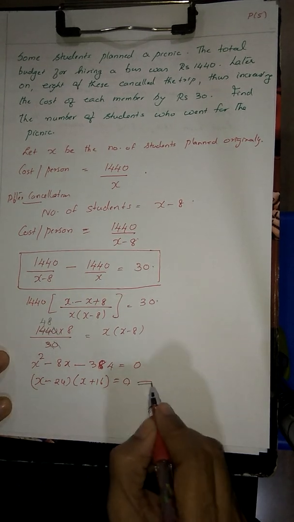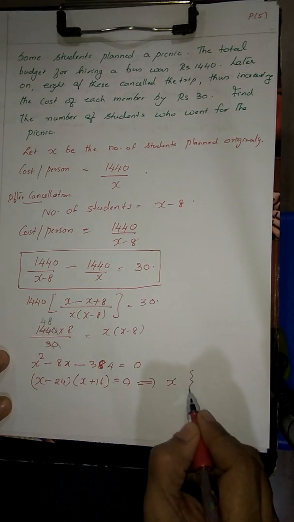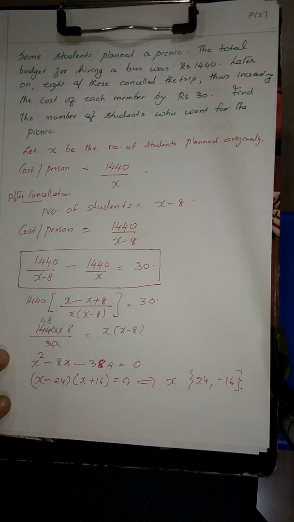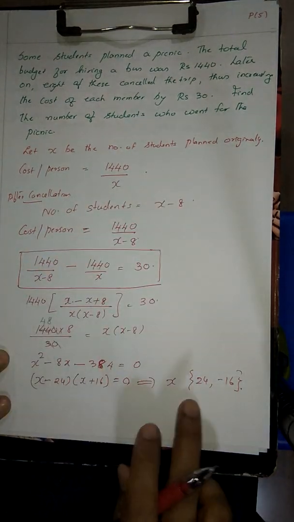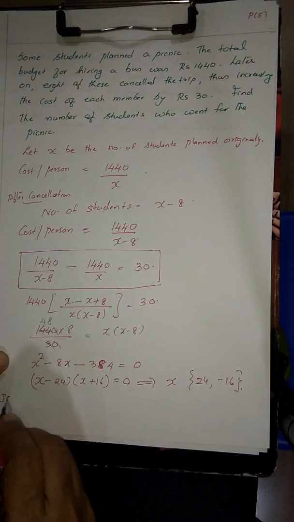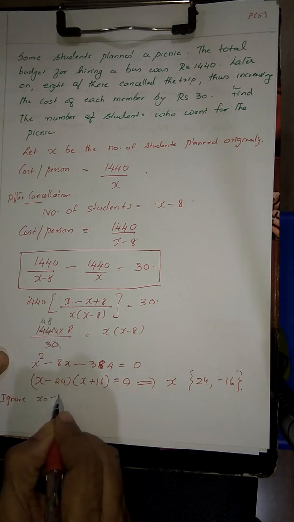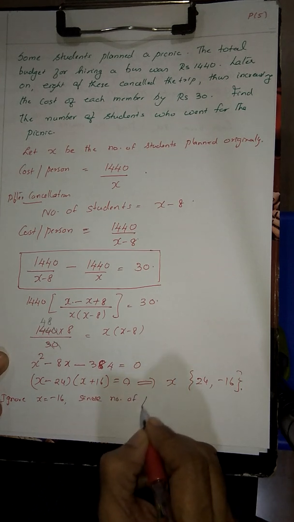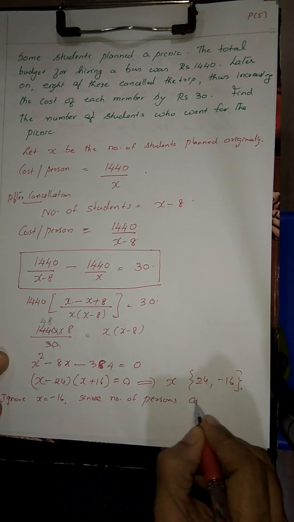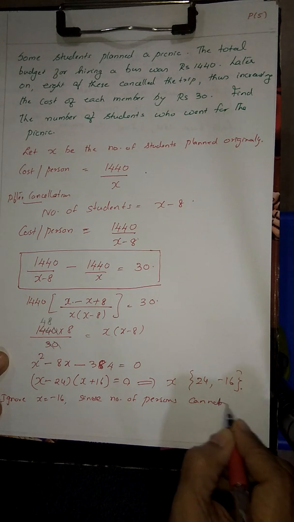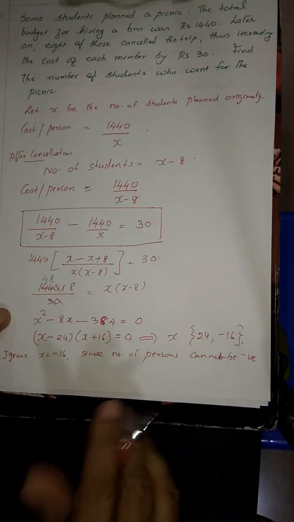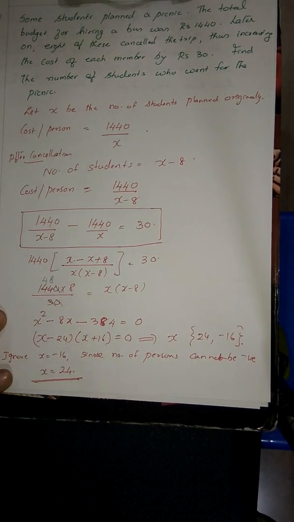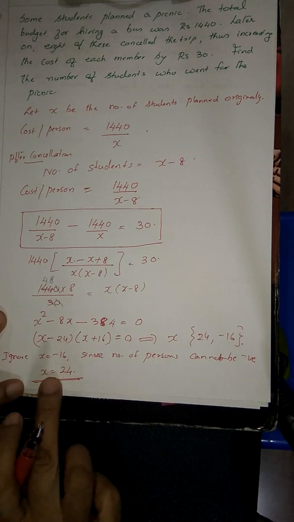So we'll get x as 24 and minus 16. So again, x is the number of students, so it cannot be negative. So you have to write down, ignore x is equal to minus 16, since number of persons cannot be negative. So x is equal to 24. So the number of persons who planned originally was 24.